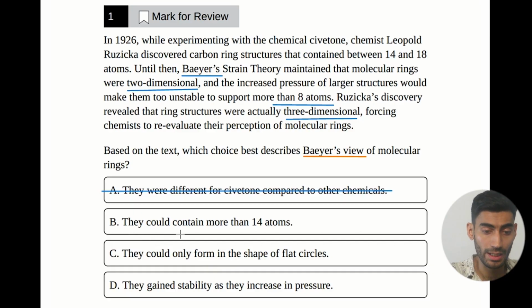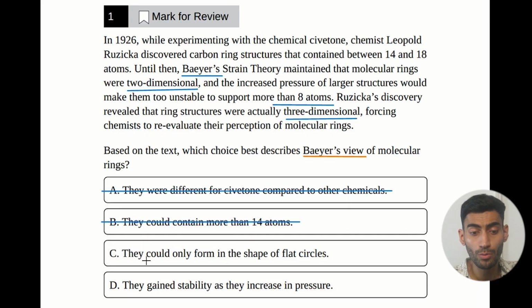B, they could contain more than 14 atoms. This is exactly the opposite of what Bayer used to think. Bayer's theory maintained that molecular rings were two-dimensional and the increased pressure of larger structures would make them too unstable to support more than 8 atoms. They would become too unstable if they had more than 8 atoms, so they couldn't have more than 8 atoms. So this is completely in opposition to Bayer's view.